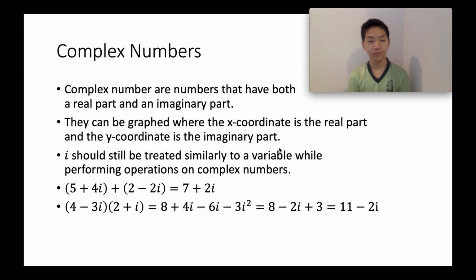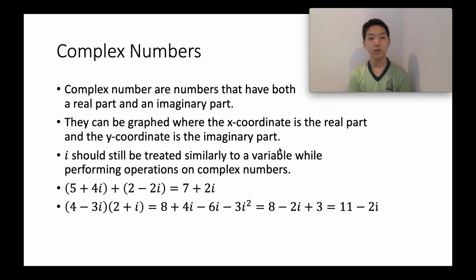So we see here, we have two complex numbers, 5 plus 4i plus 2 minus 2i. That'd be equal to 7 plus 2i. And then down there we have multiplication of two complex numbers. 4 minus 3i times 2 plus i is equal to 8 plus 4i minus 6i minus 3i squared, which is equal to 8 minus 2i plus 3, which is equal to 11 minus 2i.